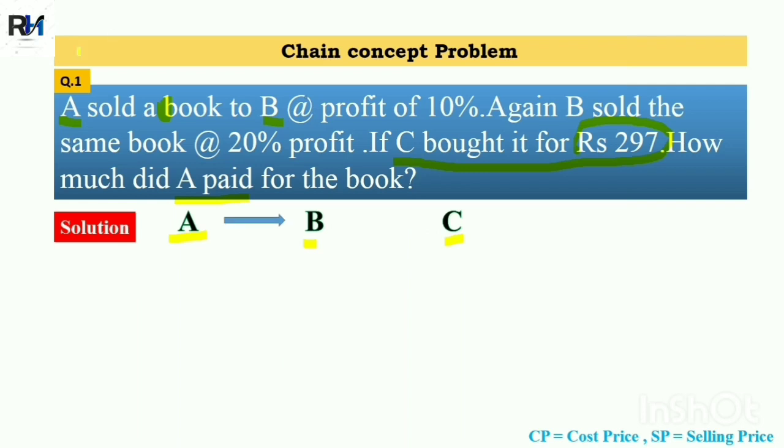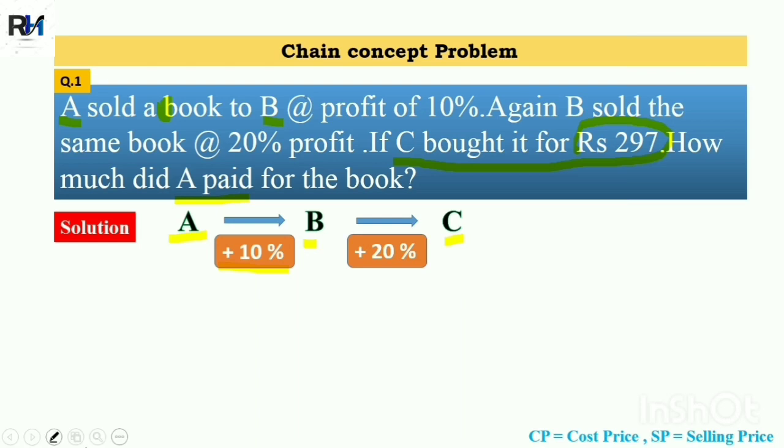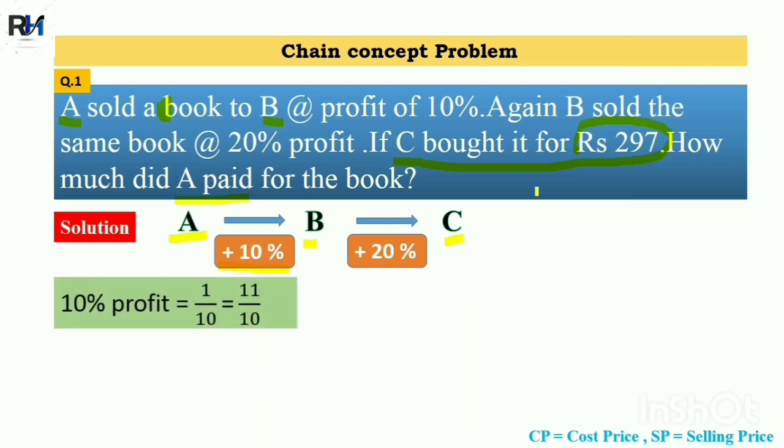Now A sold the book at a profit of 10%. Here I have represented it. Now again B sold it to C at a profit of 20%. So now we will represent these profit percentages as I told you in the previous slide. How will we represent the 10%? That is 1 by 10. Here the profit is given, so please understand, I have added 10 to 1. After that I get the fraction 11 by 10.